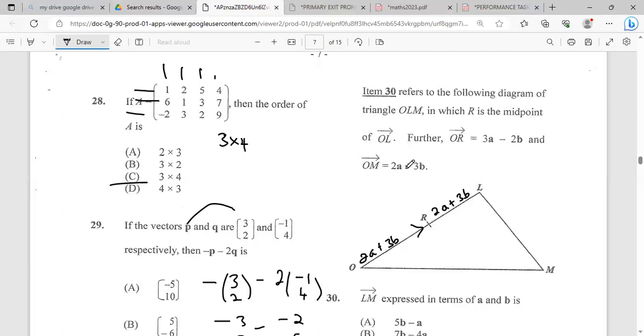All right. What else? They say OM, from O to M. So the arrow is equal to, so I'm writing the wrong thing. This should have been 3A minus 2B, see there? I made a little error. All right, so that's 3A minus 2B. Good. So that means this one is also 3A minus 2B.